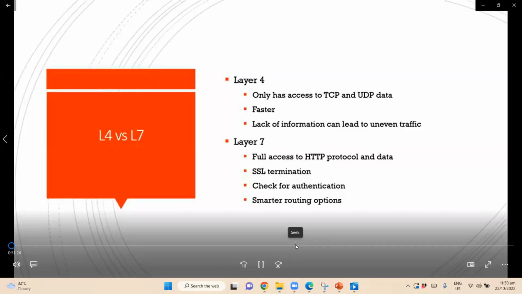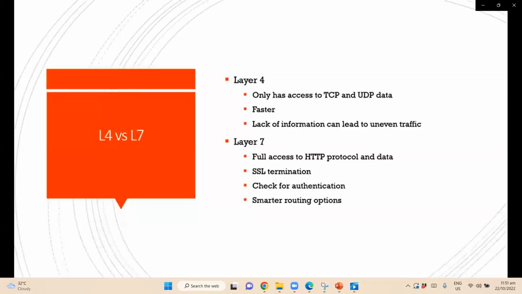Layer 7 has full access to the HTTP protocol and the data of the request. It can also terminate SSL and decrypt traffic and stuff like that. It can check for authentication, so if a user sends a request and they're not logged in, trying to get to a certain page, instead of letting that go to your application server, right at the load balancer you could redirect those people. And as a result of having access to the entire URL of the request and all the data within that, you have a lot of smarter routing options. It is more CPU intensive to run a layer 7 load balancer, but with the drop in cost of hardware in general over the years, it's really not a big factor anymore.